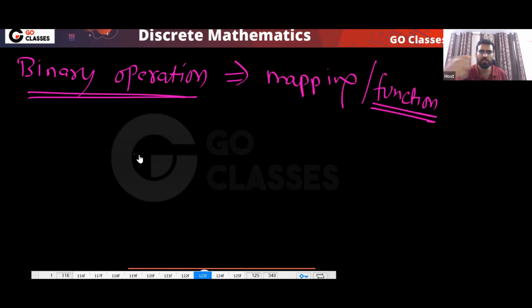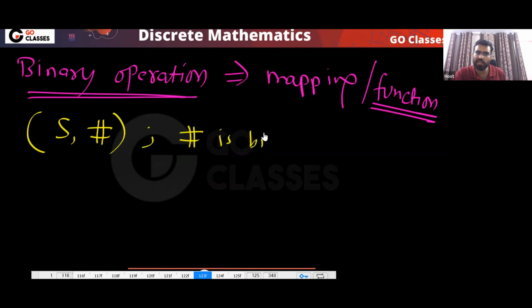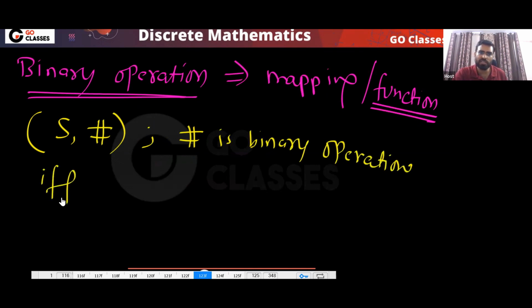What does it mean? If you have this set and this operation, then when can I say that hash is a binary operation? Hash is a binary operation if and only if hash is a function from where to where? Can anyone tell me? This is a function from S cross S to S.